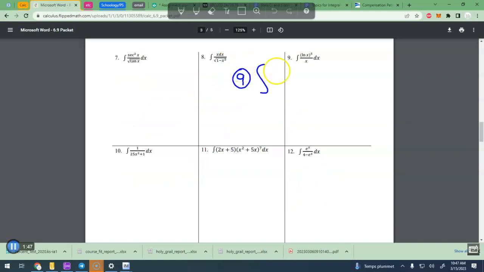Alright, so the integral of ln of x to the 5th power over x. I don't want a fraction, so I'm going to bring that up, which would make it x to the negative 1st times dx. Is that good? So, what do you think the little guy is? What do you think u is? ln of x. So u is going to be ln of x.